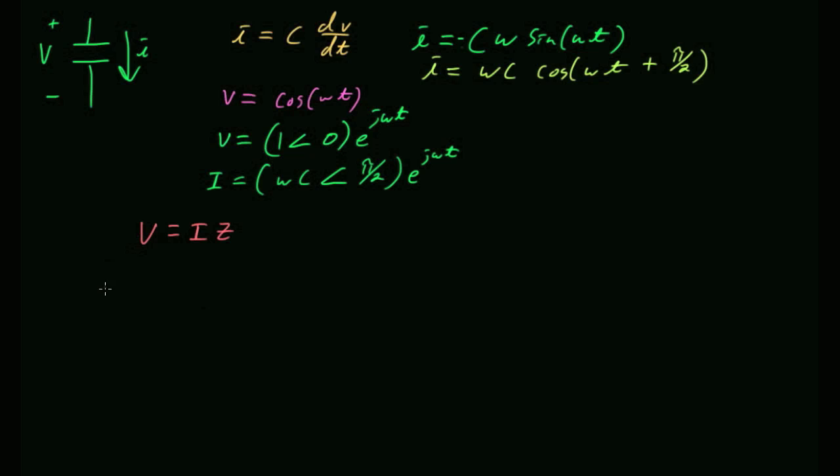So if I do that, Z is going to equal V over I. So it's going to be 1 angle 0 divided by omega C angle pi over 2. What happens to the e to the j omega t's? They just cancel. That's so nice and convenient. All right, can I clean this puppy up a little bit? Yes. How?